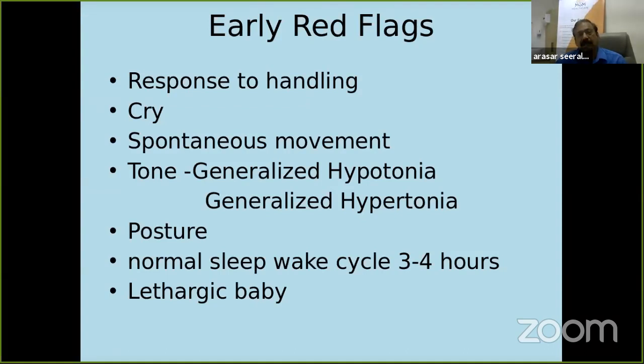These are some of the early red flag signs that will give you clues in the neonatal units at the time of discharge. These points many times have helped me in picking up babies and telling parents right in the beginning that your baby looks probably a little deviant and we need to follow it up to see that it develops normally. One of them is responses.